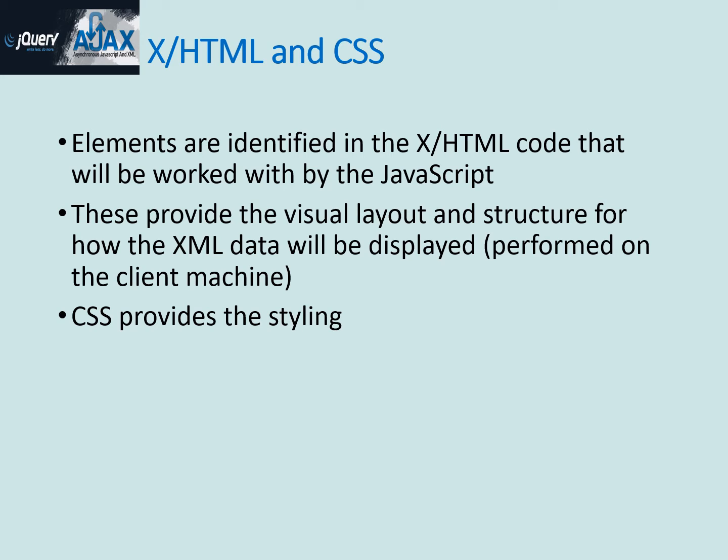XHTML and CSS. Elements are identified with XHTML code that will work with the corresponding JavaScript code, and these provide the visual layout and structure for how the XML data will be displayed or performed on the client machine. These things are defined by the HTML or XHTML side, and CSS provides the styling of the components which are designed in HTML.